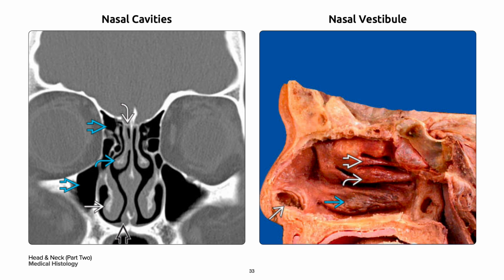On your right is the nasal vestibule in a single white arrow, communicating with the environment. It has coarse hairs. The lateral nasal wall contains superior turbinates in a bold white arrow, the middle in a curved white arrow, and inferior in the single blue arrow.